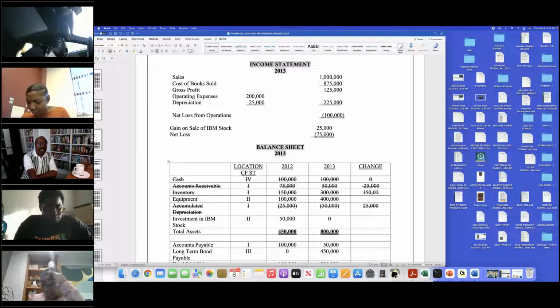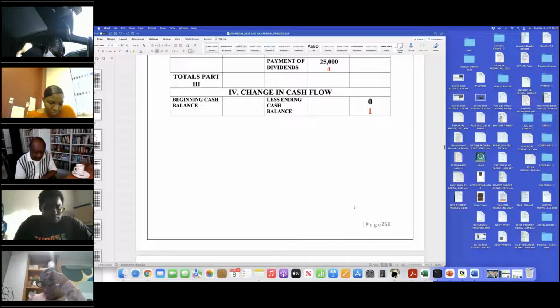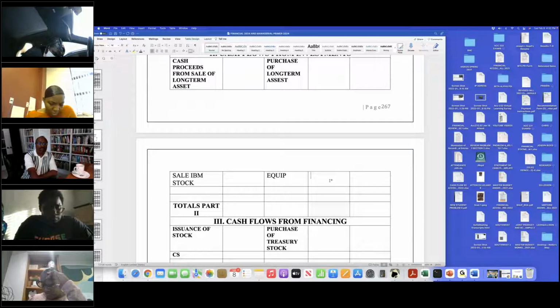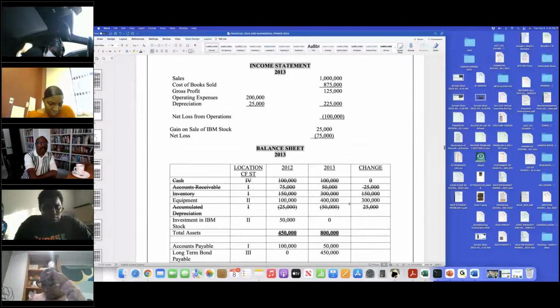Now we're going to go to equipment, and equipment goes in part 2. It went up, so it's a use. So we get the difference. It went up, and so it's a use. Goes in part 2. So we've got the equipment taken care of. That is, we're looking at the change in everything else to come up with the change in cash, which has got to be 0 at the end of the day.